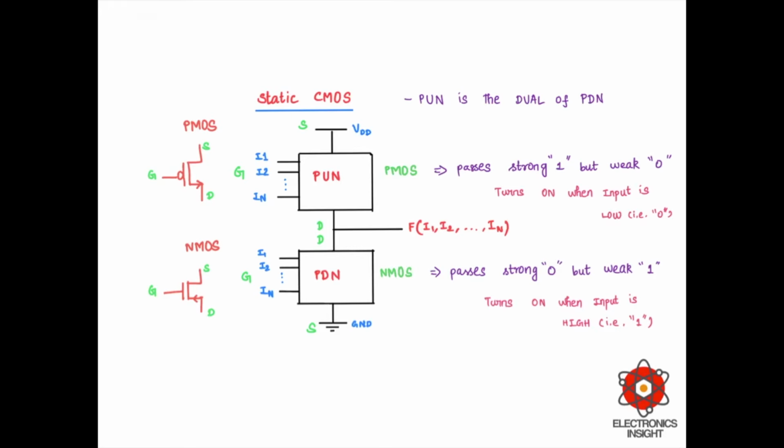Next, coming to the source of NMOS, it is connected to ground, and NMOS turns on for a high input at the gate terminal and produces a low output at the drain terminal. That is the reason we say NMOS passes strong 0, because it is passing a very low output, and it is capable of passing only a weak 1. NMOS pulls down the output to 0, and that is why it is capable of passing strong 0. We will understand in a separate video why PMOS is capable of passing strong 1 and NMOS is capable of passing strong 0.